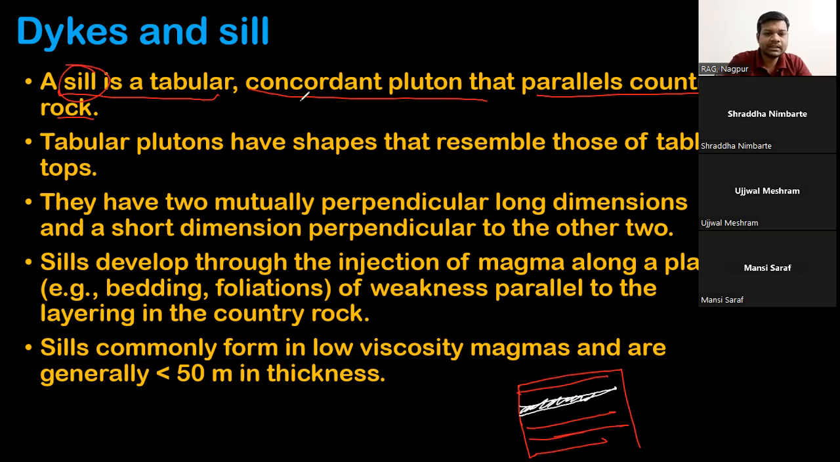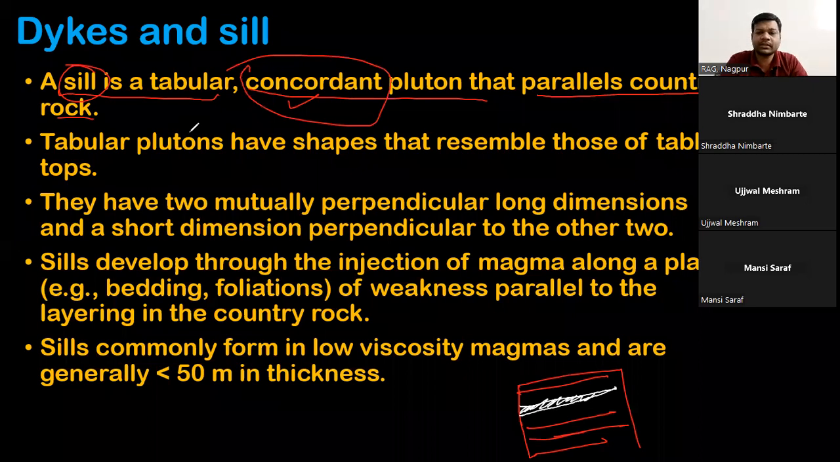Basically, a sill is a concordant structure. Concordant structures are those structures which follow the parallelism inside the rock, right? They will align themselves according to the rock itself, how the bedding is present inside the rock. So that will be called a concordant structure, and a sill is an example of this kind of concordant structure.